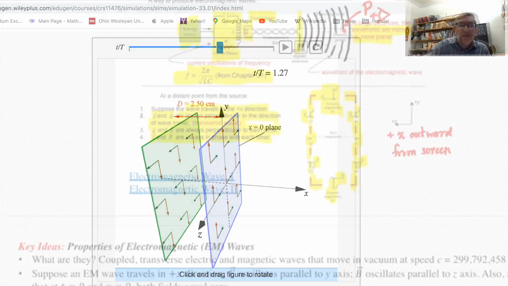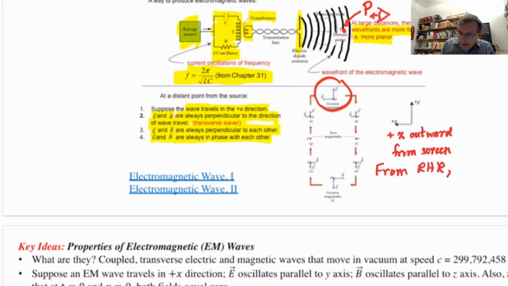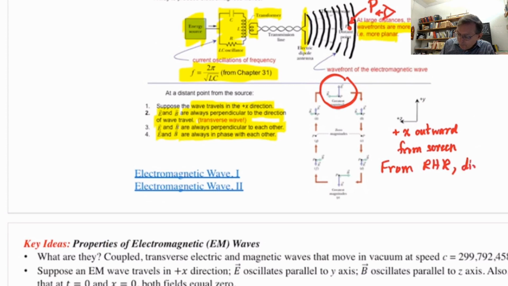If I go back to my slides, from the picture right up above, if plus x is out of the screen, and let's focus on that picture right there, the directions of the E and the B, I will just point out that from the right-hand rule, the direction of E cross B is the direction of the wave travel.